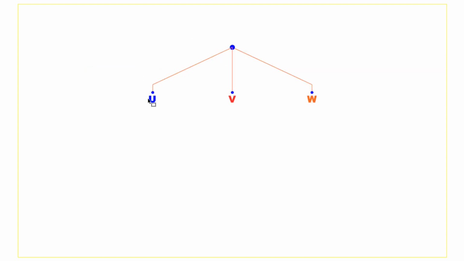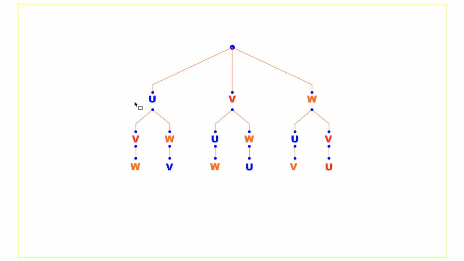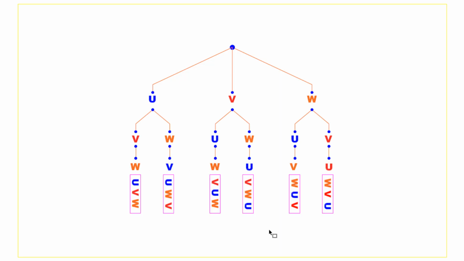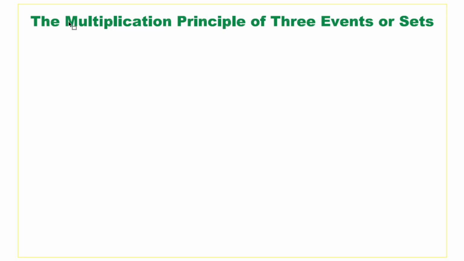We have 3 events, U, V, and W, and they can occur in many orders. So we are going to see what these orders are. They are 6 orders. UVW, UWV, until WVU. So we have 6 ways of these events happening one after the other, and now we can generalize the multiplication principle of 3 events or sets.